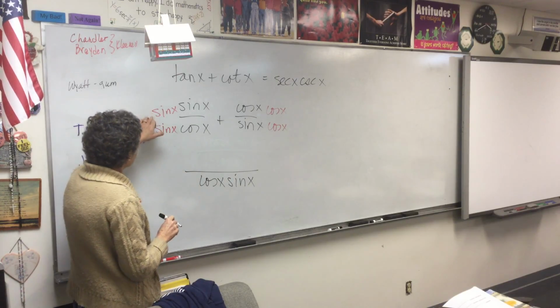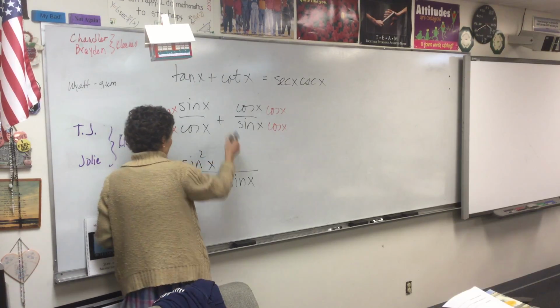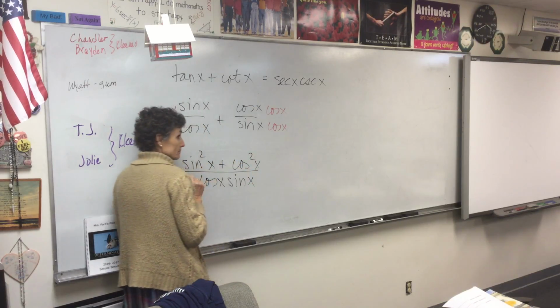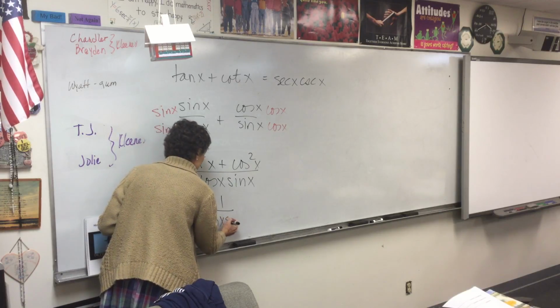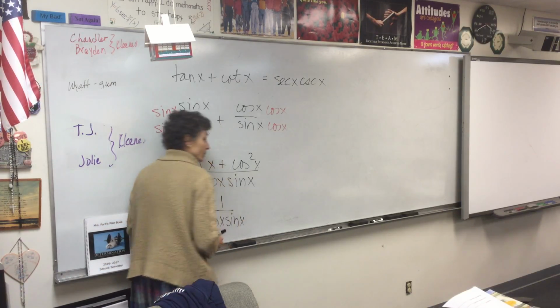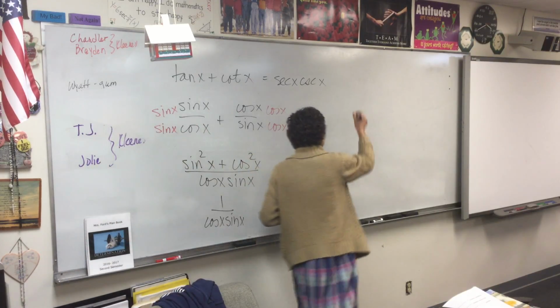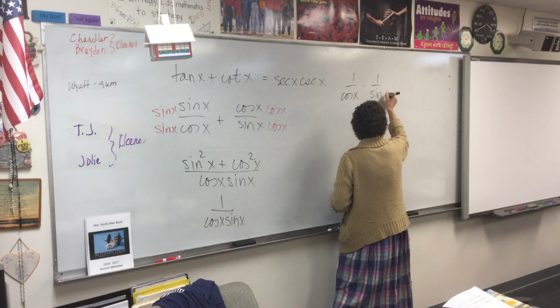So on the top I have sine squared plus cosine squared. That's 1. Ding, ding, ding. That's 1 over cosine sine. Now we split it up. That's the same as 1 over cosine times 1 over sine.